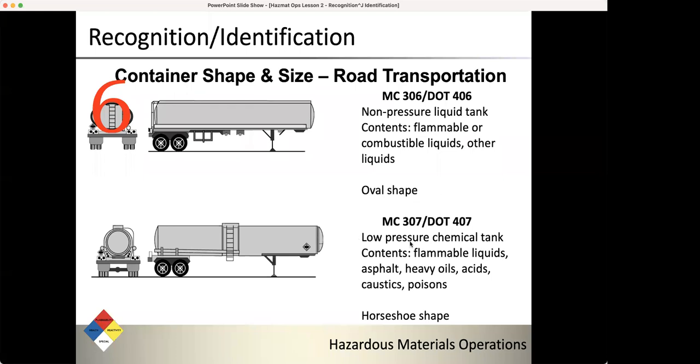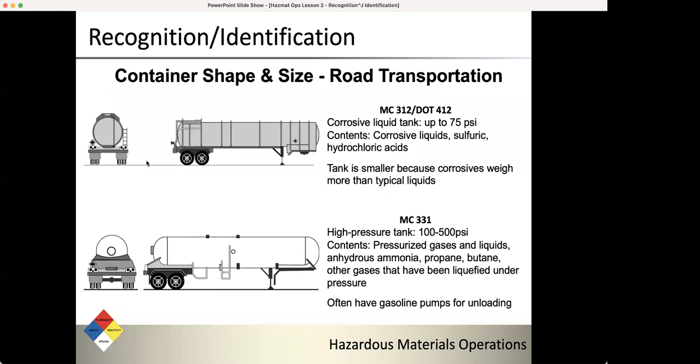Then there's the DOT 407. It's also a low pressure chemical tank car. It also holds food products as well. It has a horseshoe shape. So it's got this horseshoe shape to it. And some people think horseshoes are lucky. Some people think the number 7 is lucky. So if you got a horseshoe shape, think 407.